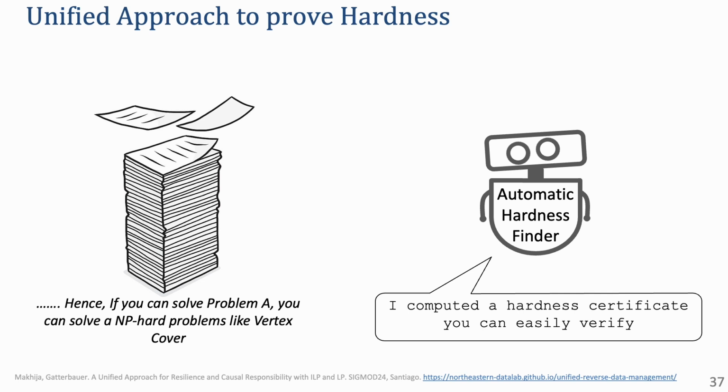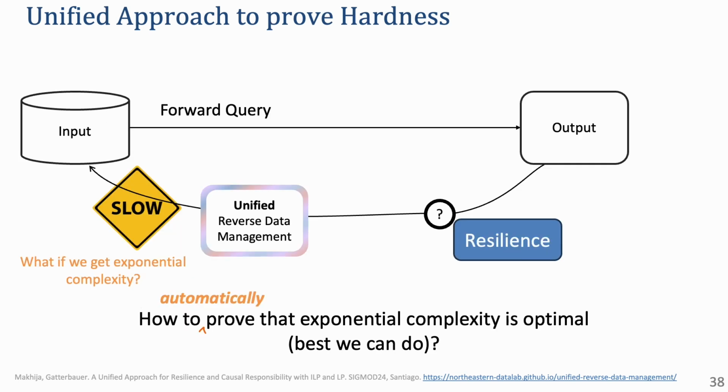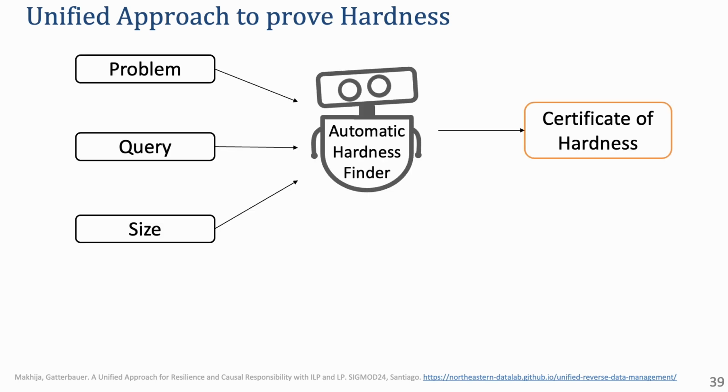So can we build something automatic that would automatically prove this for us and compute some certificate that shows that, yes, indeed, exponential is the best you can do? So rephrasing my earlier question a bit, how do you automatically prove that exponential is the best you can do? This is what we want. We want to take as input the problem, the query, the size of the certificate that we expect, and give it to an automatic hardness finder that will automatically compute the certificate.